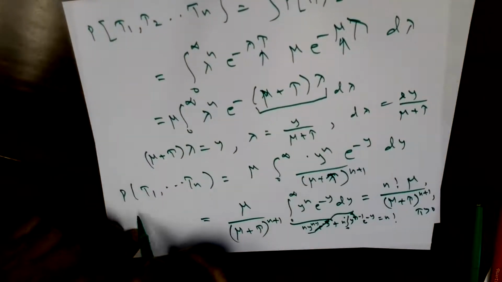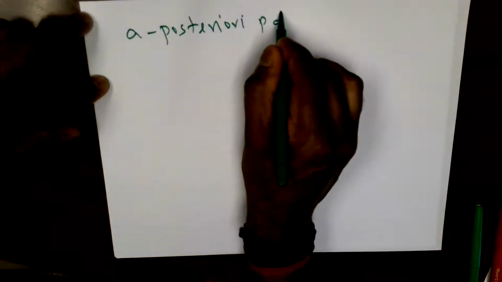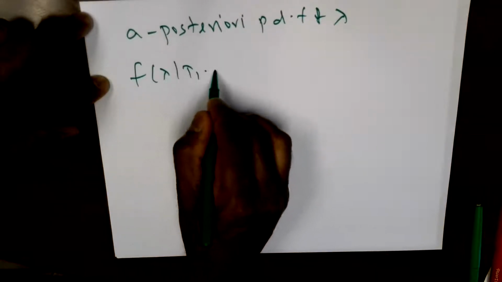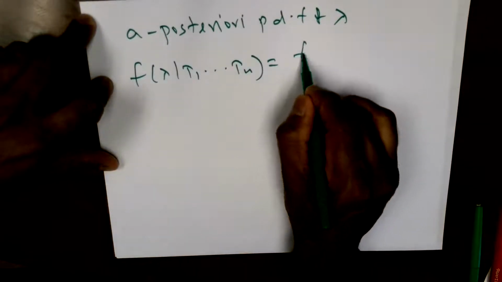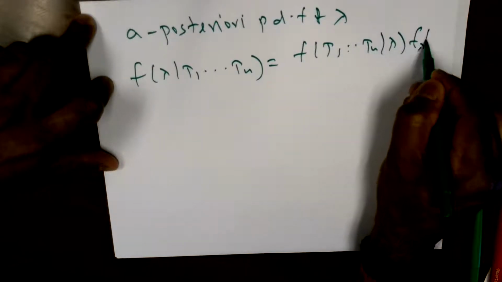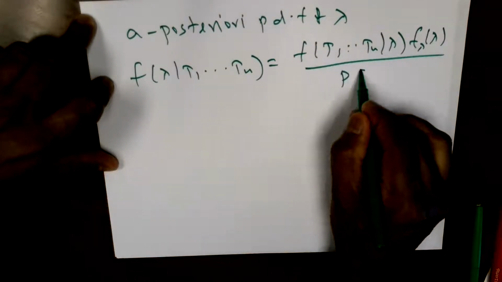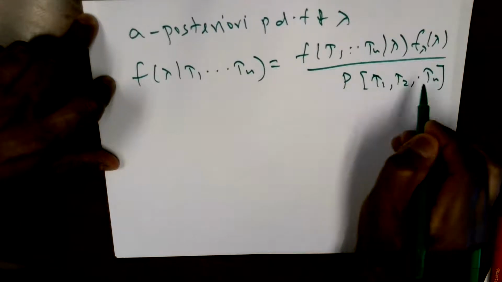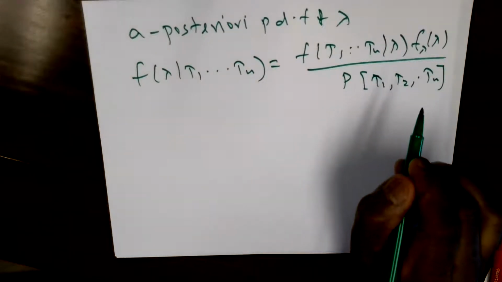So now we can use this result to compute the a posteriori PDF of lambda. So we want f of lambda given tau 1, etc., tau n. So that's going to be the joint density function of tau 1 through tau n given lambda multiplied by f of lambda, divided by the probability density function of tau 1, tau 2, etc., tau n. So I have all that, so let me just substitute them here.